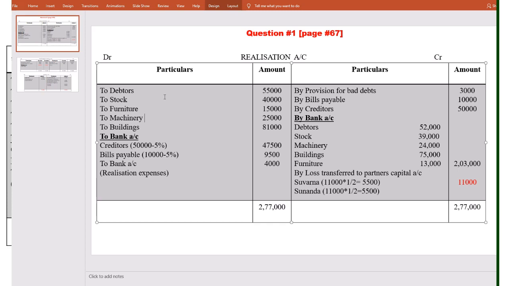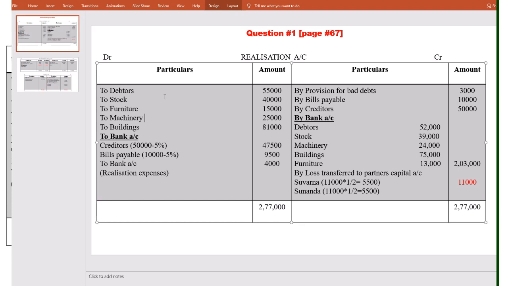What do you mean by dissolution expenses? Dissolution expenses are the expenses for the process of completely winding up the business. Certain processes will take place, and certain formalities will be completed by the firm. To complete all those formalities, certain expenses will be incurred. Those expenses we call dissolution expenses.